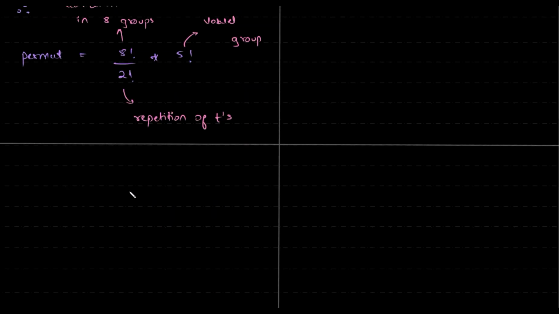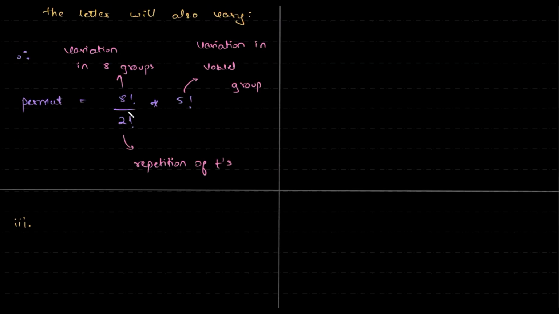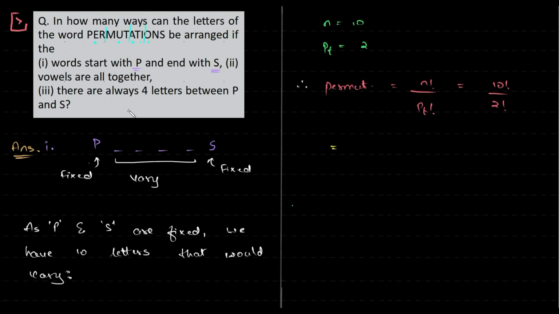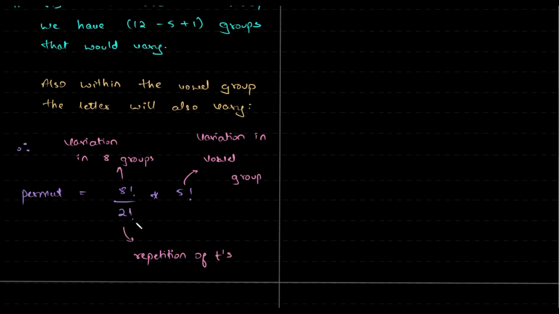Okay, let me use the next. Now, what is the third one? Third scenario. There are always 4 letters between P and S. What does it mean? Think about it. Pause and think about it. Okay, I hope you guys thought. So let me talk about it now.